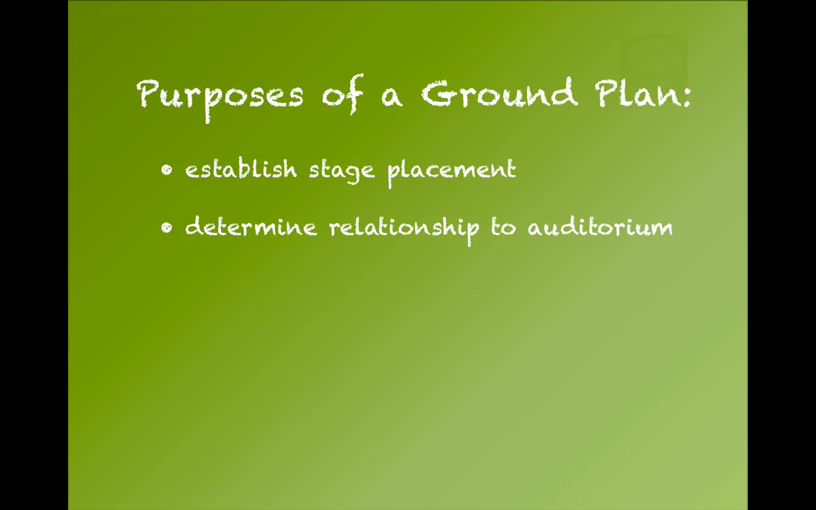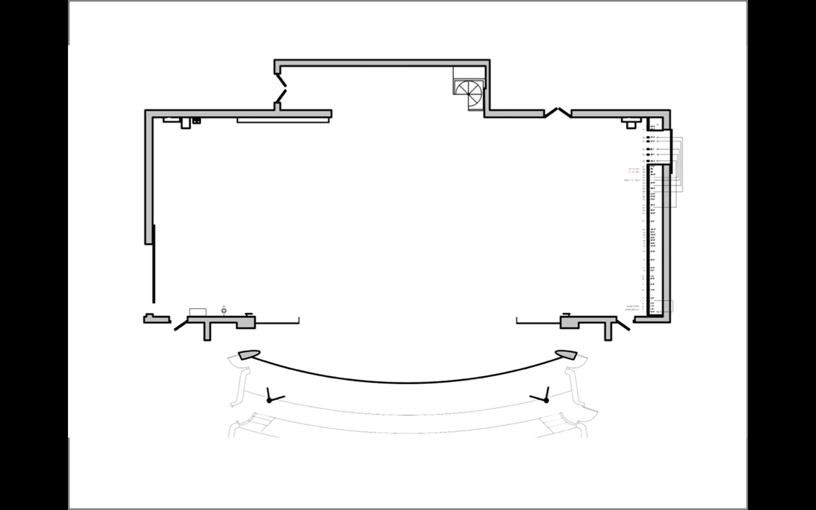A ground plan helps determine the relationship to the auditorium. As we look at the floor plan of a theater, we'll notice at the bottom two dots with little lines radiating out. These represent the two extreme ends of the front row, which also determine the sight lines for the auditorium. This means how much of the stage space the audience can see.